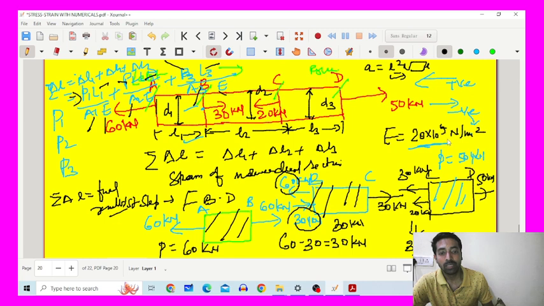The remaining concept remains the same. Whatever concept I have given does not change. The main concept is that you have to find the load with the help of the free body diagram. Once you calculate the free body diagram and the corresponding load, the problem is very easy. You can substitute and get the results.